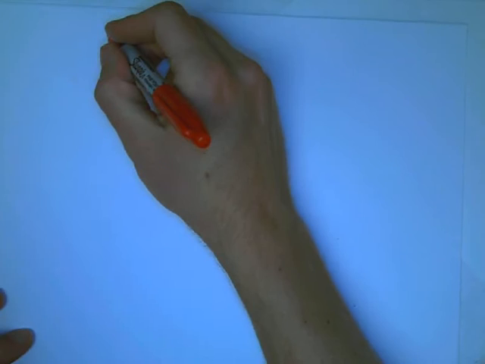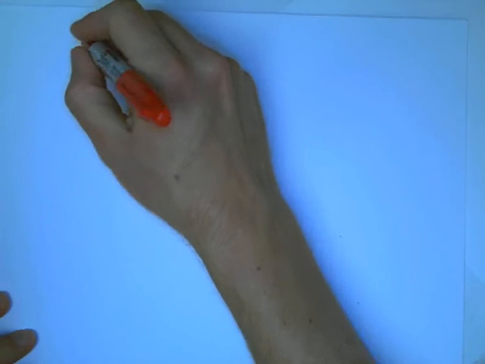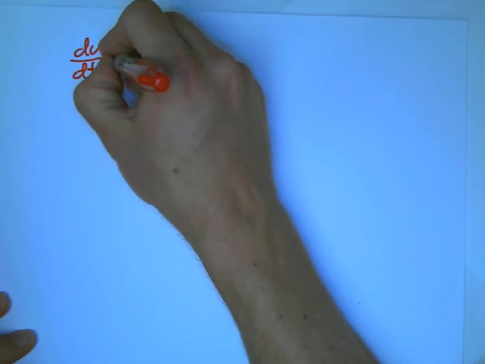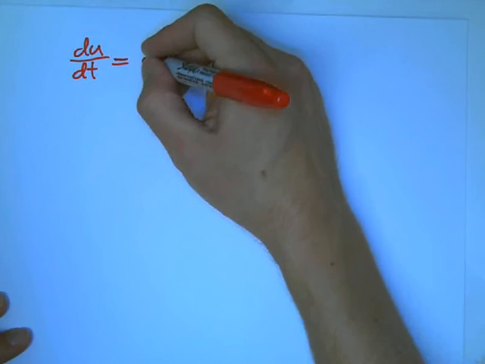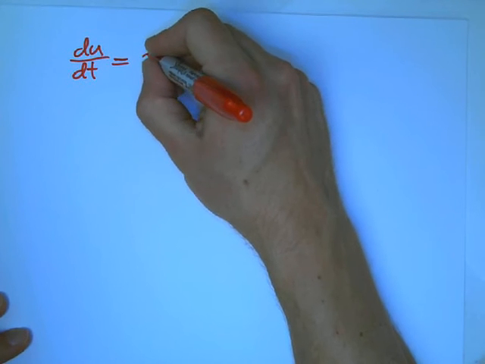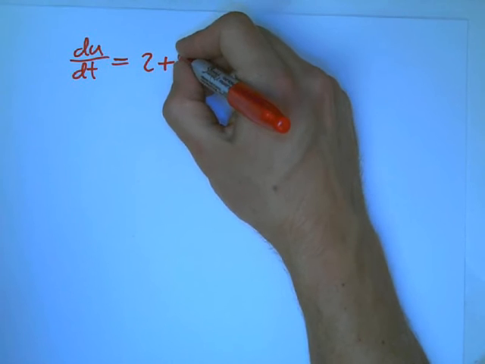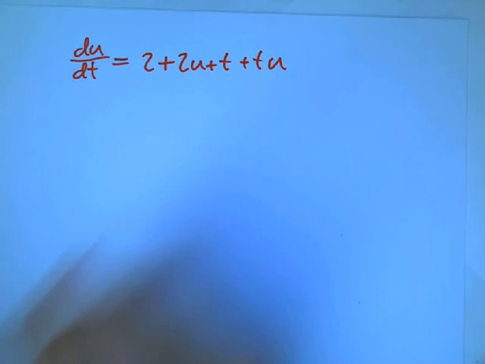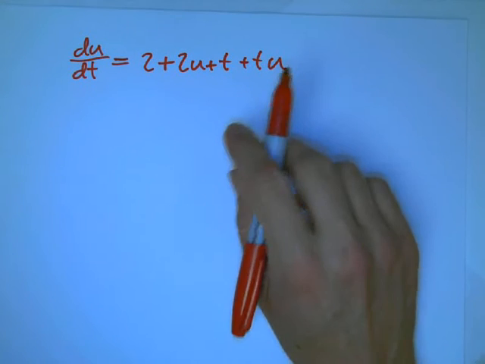We're back with separable equations, and I want to do another one from the book. Let's see, this was u as a function of t. This was, let's see if I can remember it. It was 2 plus 2u plus t plus tu. So this is a great example of algebra before calculus, ABC, as we say.